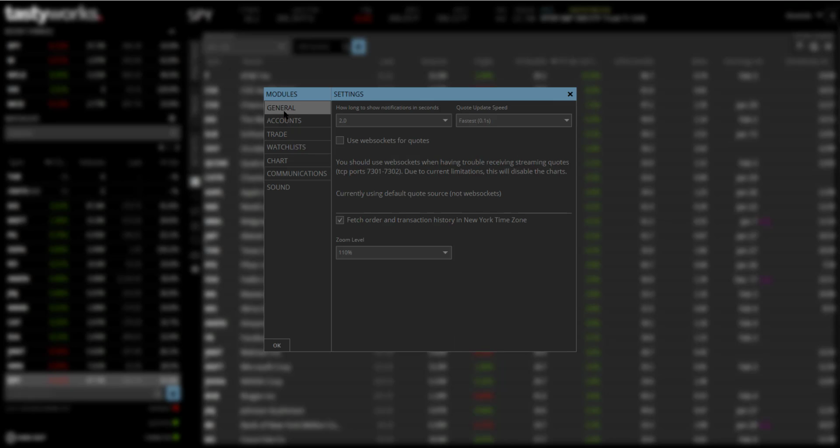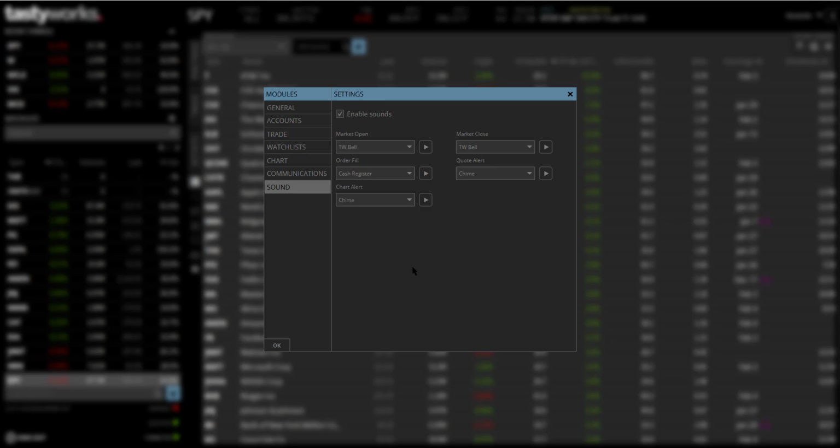This is also the place where you can go in and change the view. So I am zoomed in 110%. We could go in even more than that, but I don't think we need to at the moment. One of the things that I did like is the sounds. You can change the sounds easily in here.